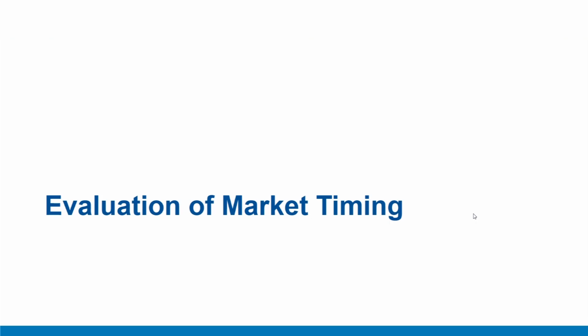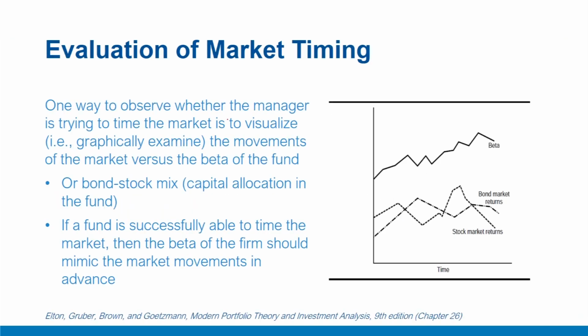Evaluation of market timing. In this video, we'll discuss how to examine visually the timing ability of a fund manager. A very simple way to examine whether a fund manager is trying to time the market is to either visualize the movement of market vis-a-vis the beta of fund, or similarly bond stock mix, that is capital allocation in the fund, simply because bonds have in general low beta while stocks have higher beta. If fund is successfully able to time the market, then beta of the fund should mimic the market movements in advance. That means the movement of beta should reflect the market movements or capture the market movements before they happen.